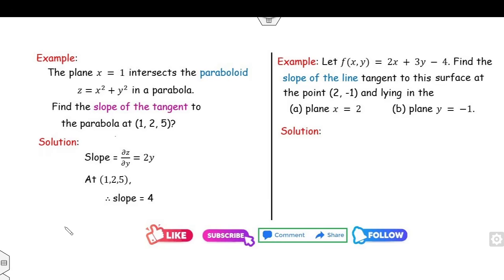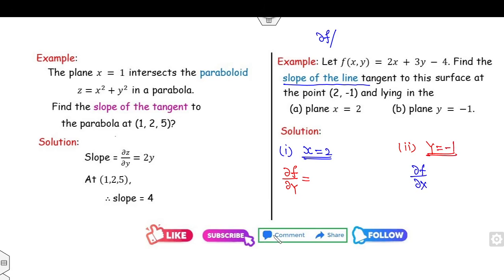Okay, look at this another function, 2x plus 3y minus 4. Again your target is to find the slope of the line. That means the partial derivative of f. Now the first part is along the plane x is equal to 2. Once you are talking about x is equal to 2, then your slope will be del f upon del y. If you are talking about the plane y is equal to minus 1, that means y is my fixed value, so your slope will be del f upon del x.